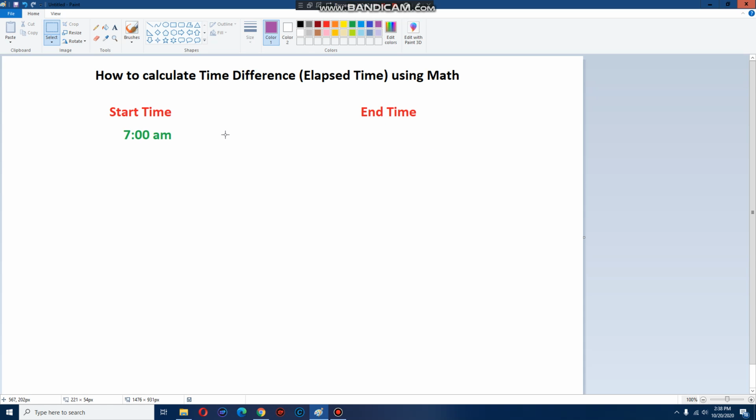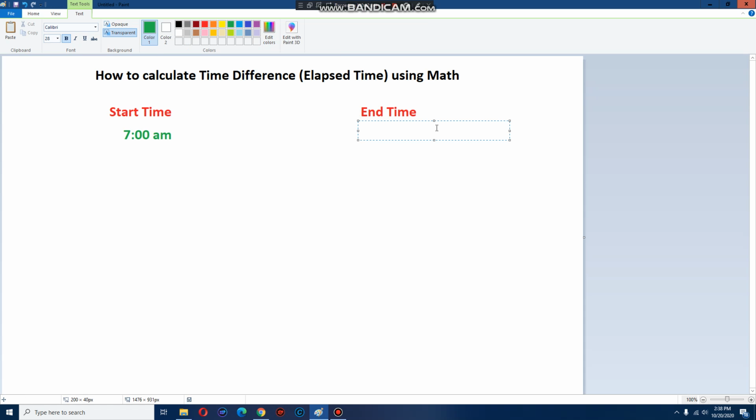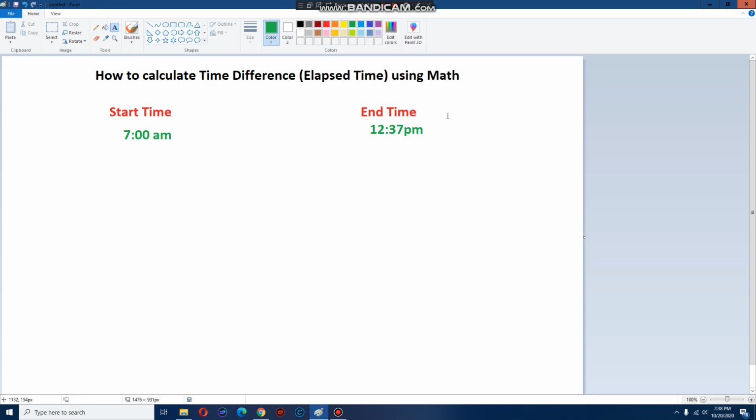Let's again start at 7 o'clock in the morning. And this time, we're going to end around, how about 12:37 p.m. So here we go. 12:37 p.m. is our end time, and our start time is 7 o'clock. And I would like to find the time difference.